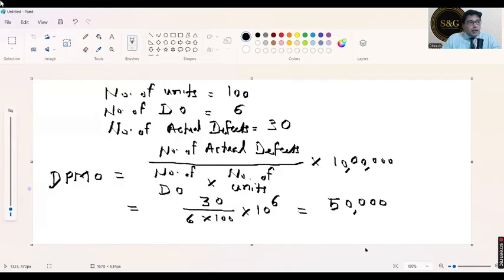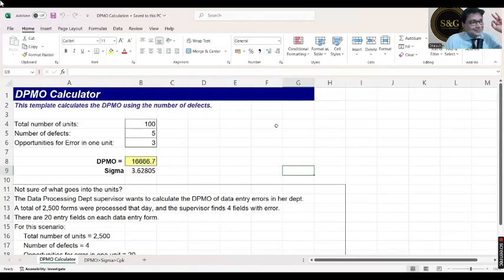Now, do we have to manually do this? No, we need not do this manually. I will just show you a simple Excel sheet which I cannot share with you. I'm just kidding. I'm going to share this with you. Okay. Now, this is very simple. It's a simple DPMO calculation Excel sheet I'm having.